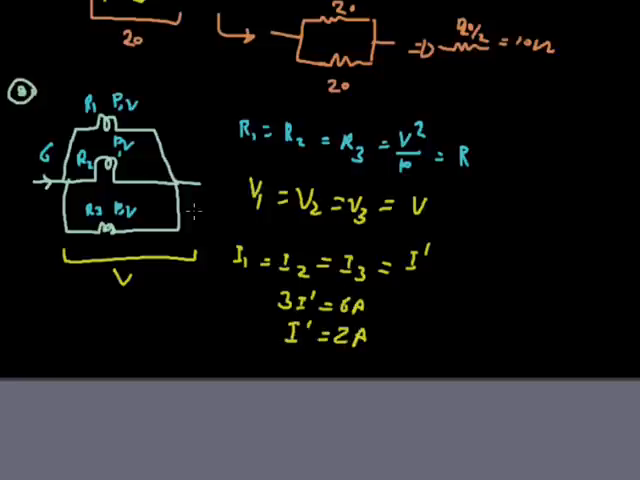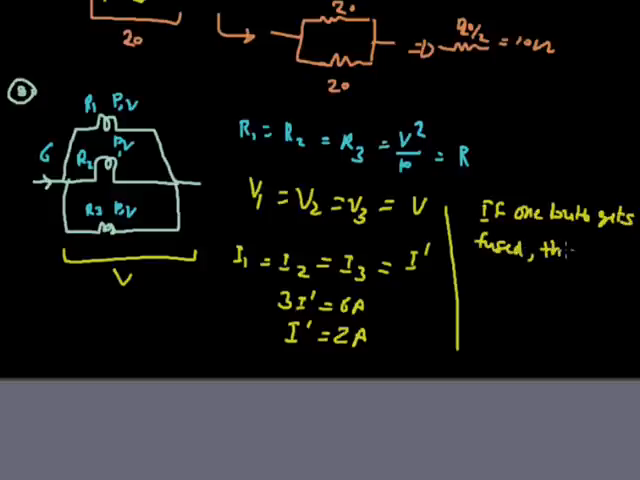Now if one bulb gets fused, then what will happen? Let R1 be fused, so R1 is infinity. Now no current will pass through R1, so all 6 ampere current will be through R2 and R3, but the potential drop cannot increase. So the voltage is the same at this point, still V.